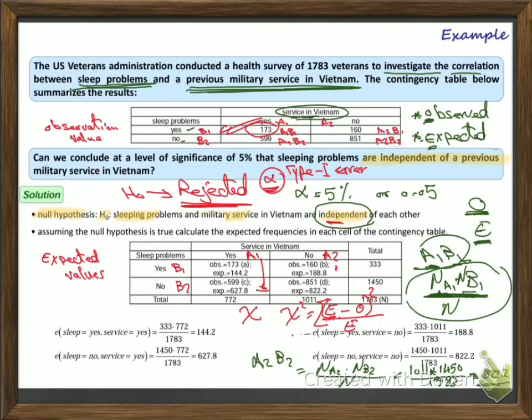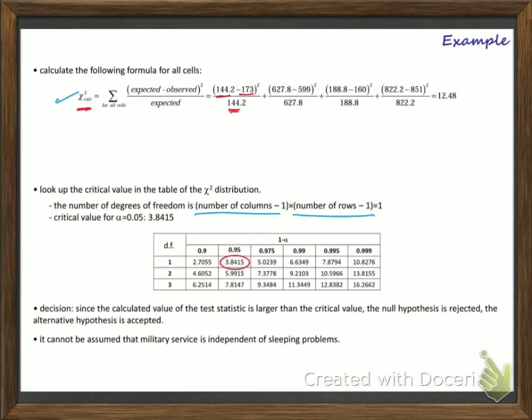Let us go and see. 144 here, and the observed is 173. So expected minus observed, squared, divided by expected again. The same thing for all the cells, and since it's a sum, I have to add them. So my answer is 12.48.